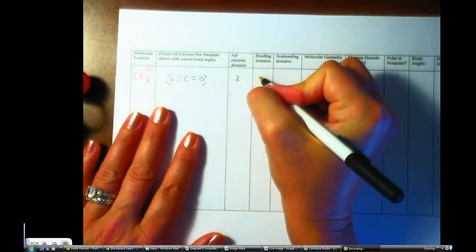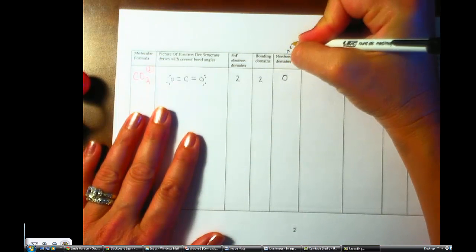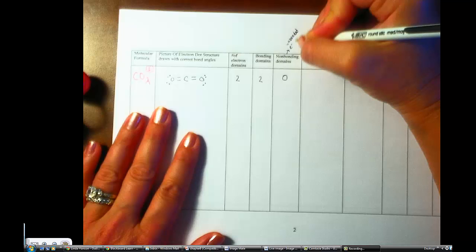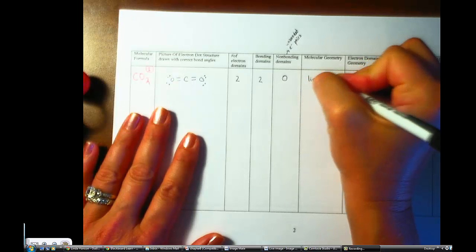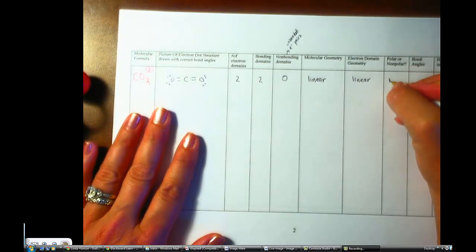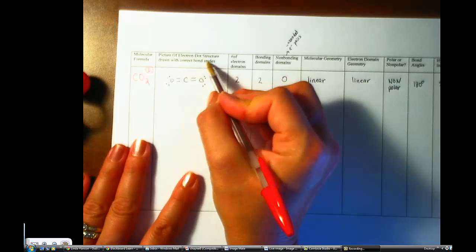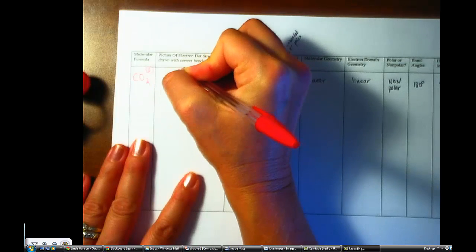Out of those 2 domains, both are bonded and 0 are non-bonded. There are no lone electron pairs. So non-bonding domains is another way of saying electrons that are unbonded. Unbonded electron pairs. There are none in carbon dioxide. So we know that the geometry is linear. The electron domain is also linear. This molecule is perfectly symmetrical, so it is non-polar. The bond angle of a straight line is 180 degrees, and its hybridization is sp. I am asked to draw the correct bond angles, so from the oxygen to oxygen is 180 degrees.